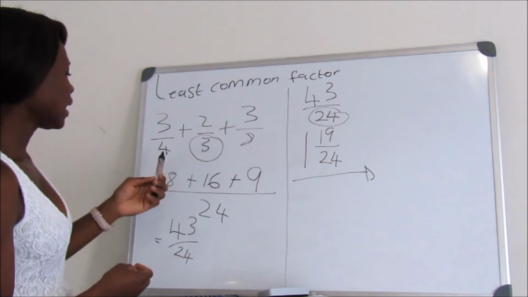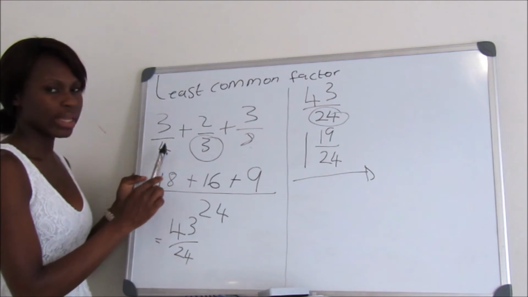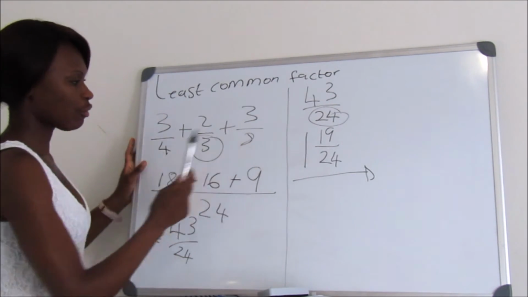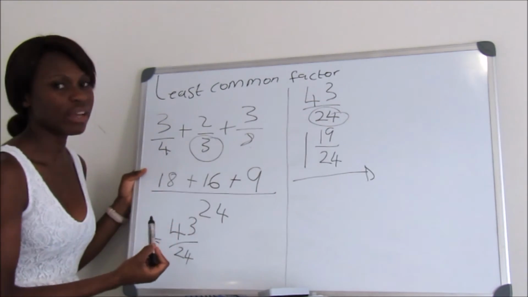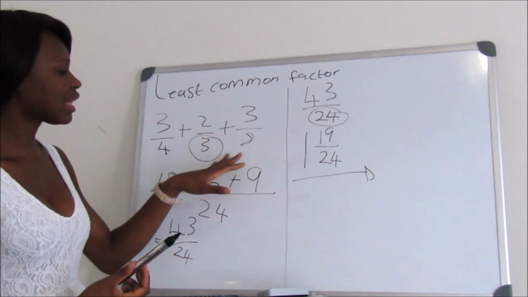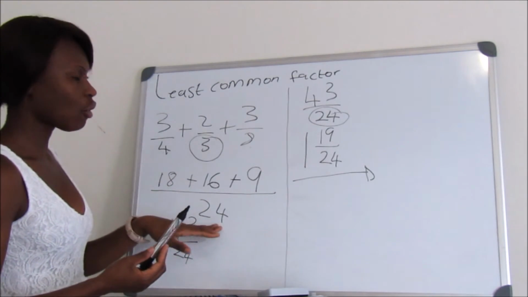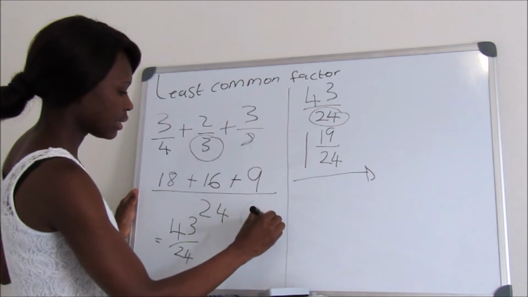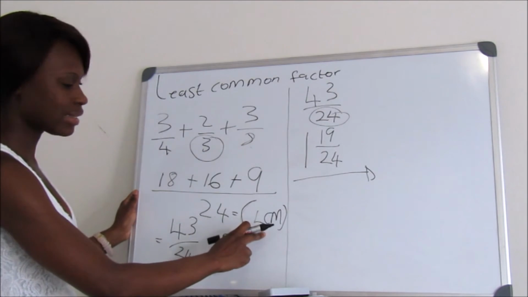Reason being, anything that 8 can go into, 4 can also go into, because 4 is a factor of 8. Then we multiply those two numbers to get the least common factor, of which when we multiply 3 by 8, it will give us 24. Then 24 is our least common factor. It's also called an LCM.